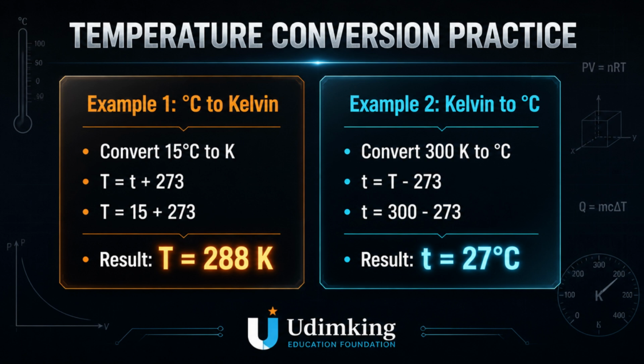Example 2. Convert 300 Kelvin to Celsius. Rearranging our formula, capital T equals little t plus 273 gives little t equals capital T minus 273. Substitute 300 for capital T. 300 minus 273 gives us 27 degrees Celsius.